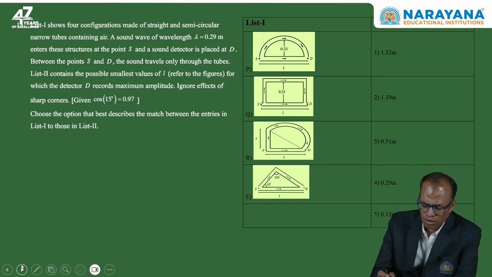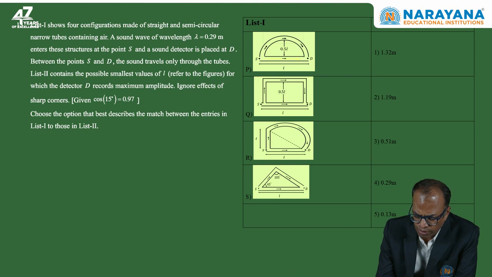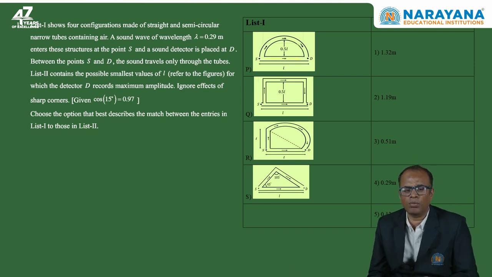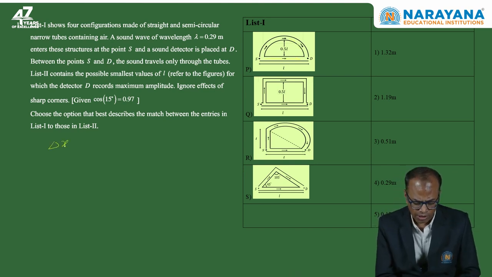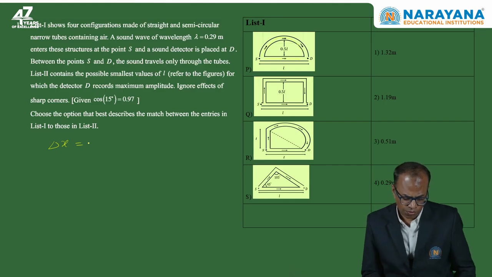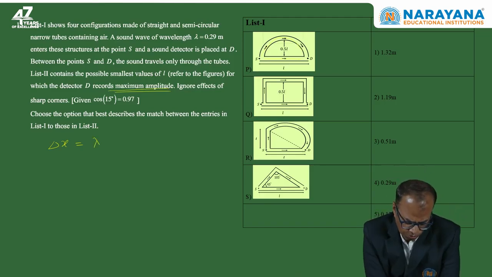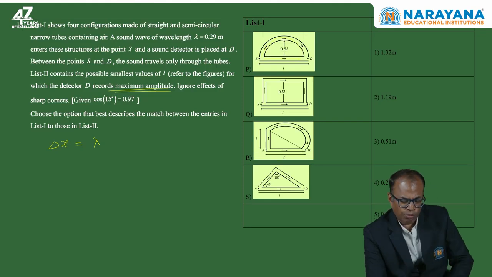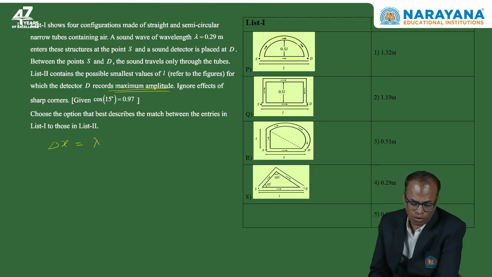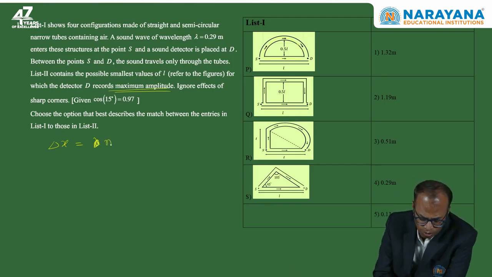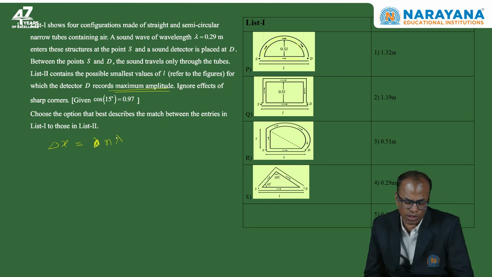One of the waves goes from path 1, the other one goes from path 2, and we have to find the path difference, and that path difference we are going to equate to lambda. A sound wave of wavelength lambda is equal to 0.29 enters this, and list 2 contains possible smallest value of L for which the detector records maximum amplitude. So path difference should be equal to n lambda. We will see whether I have to take n as 1 or not.